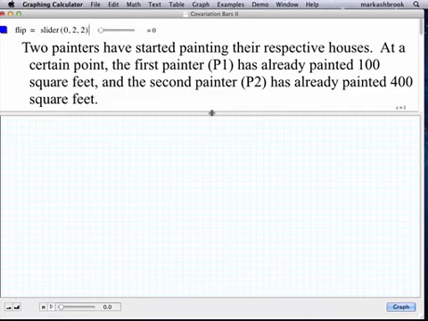So here's a scenario. Two painters. They've started painting their respective houses. At a certain point, the first painter, we'll call him P1, has already painted 100 square feet. The second painter has already painted 400 square feet. So how could we represent this visually? The information given here, how could we represent it visually? One bar that's 4 times as long as another bar.